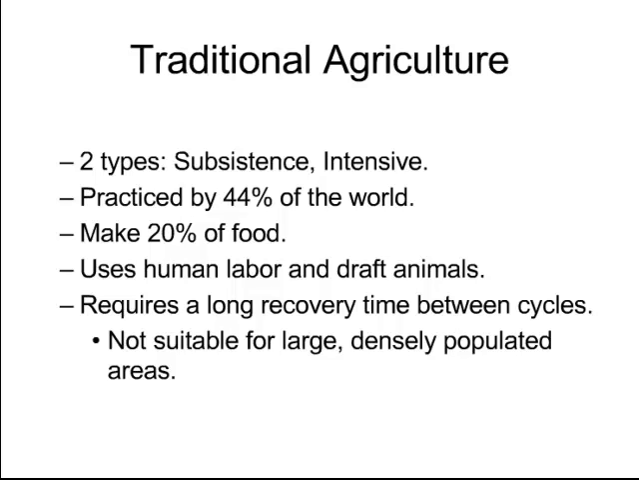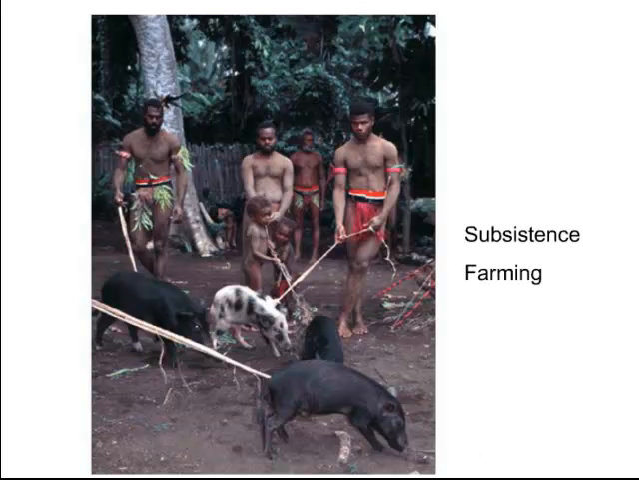One of the things that makes it traditional is the fact that it utilizes mostly muscle power as its energy source. So it's using human labor and draft animals, their actual muscle power, to provide the energy on the farm. Traditional agriculture itself comes in two types. The first type is called subsistence farming. In subsistence farming, the farm generates just enough food for the farmer and his family.